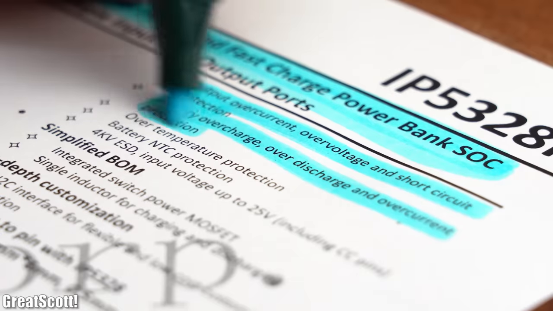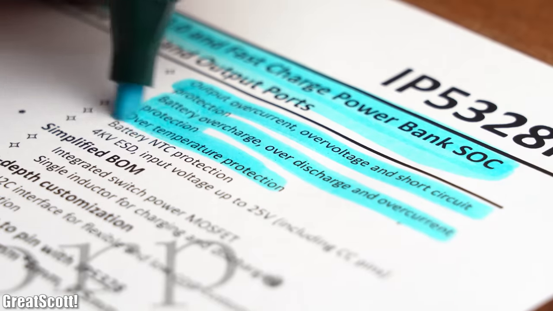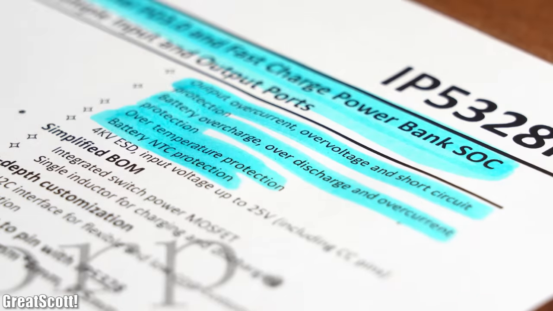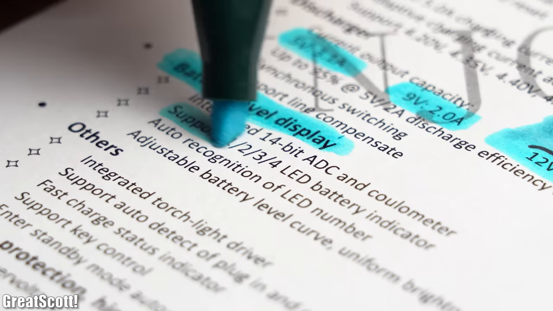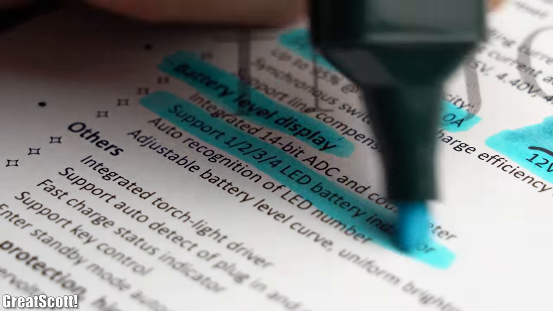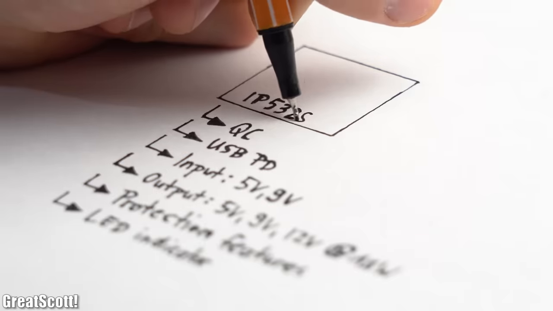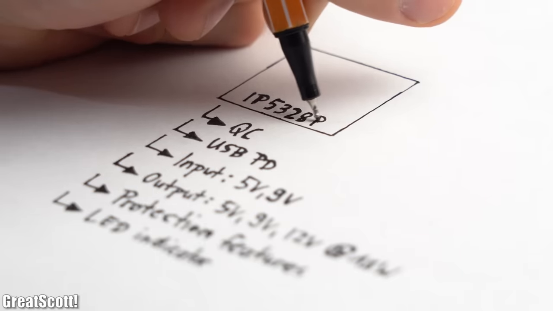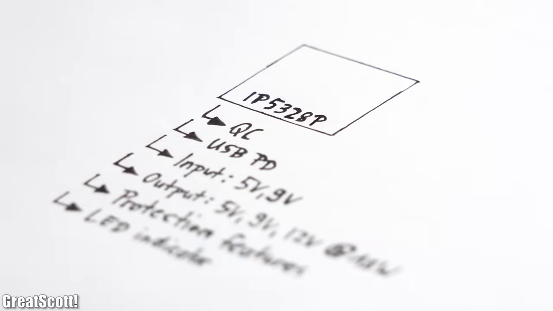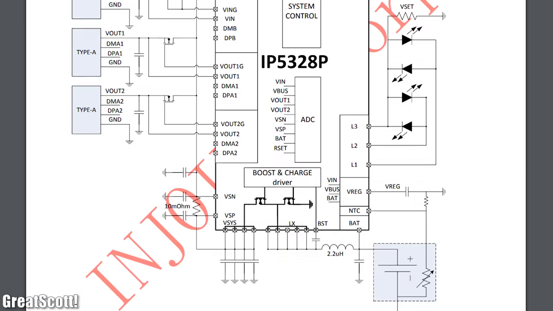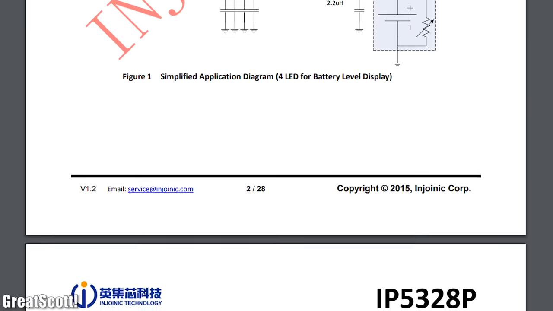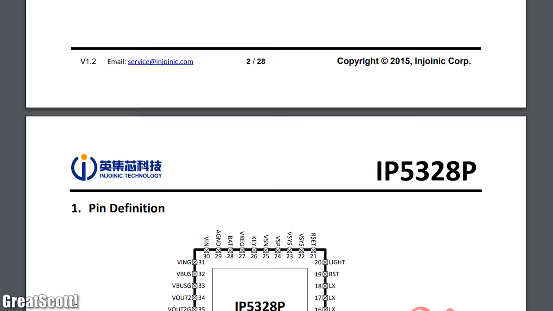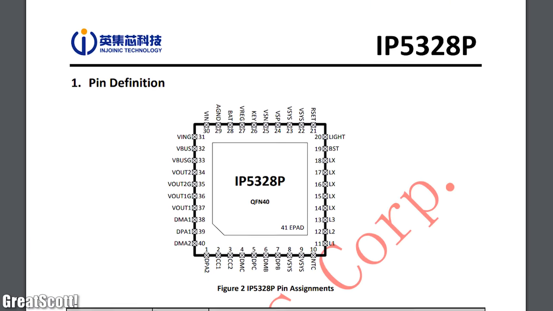It also comes with all the battery protection features you need for lithium-ion batteries. And as a bonus, it can even drive LEDs to show the remaining capacity of the battery pack. Simply put, this was the IC I was looking for. But while going through the 28 pages of the datasheet, I started to realize that creating a PCB design for this IC might get a bit complicated.